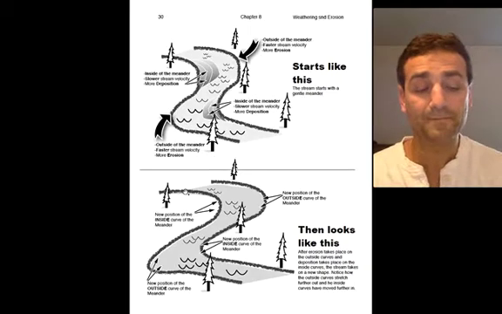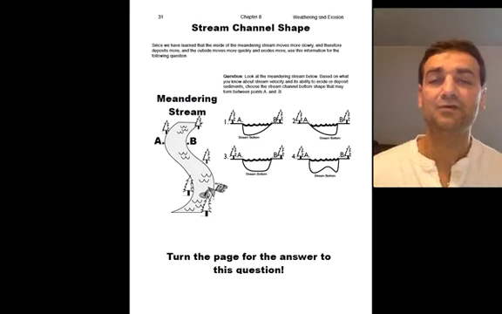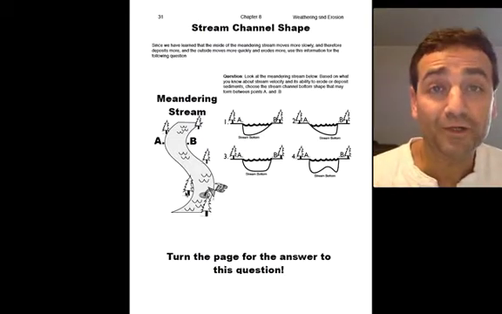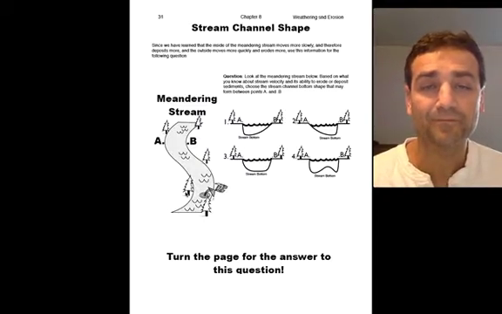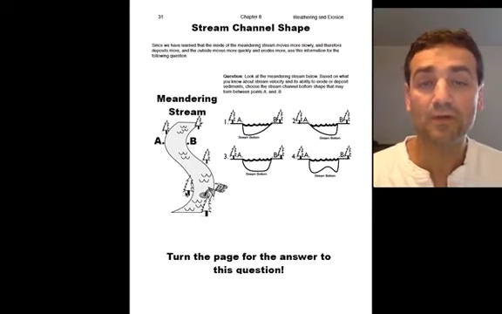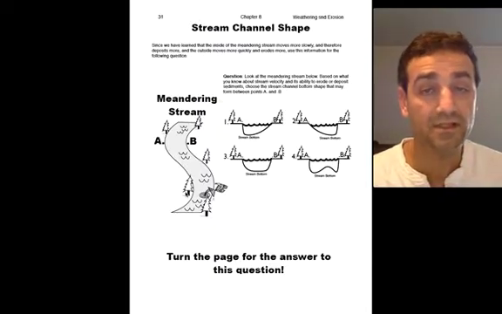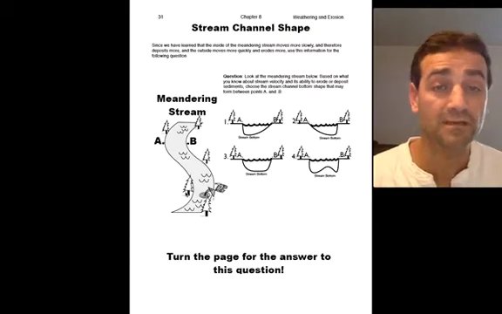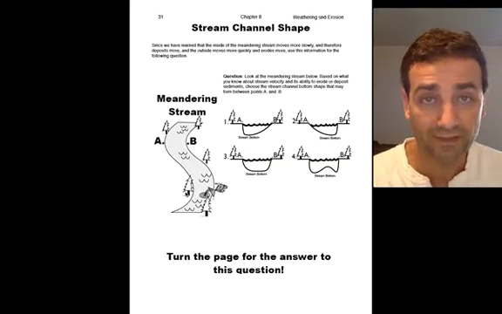Okay? You got this? You sure? Let's see. Here's a question. All right. I'll read the question, and I'll give you guys a moment or two to figure it out. It says here, look at the meandering stream below. Based on what you know about stream velocity and its ability to erode or deposit sediments, choose the stream channel bottom shape that may form between points A and B.